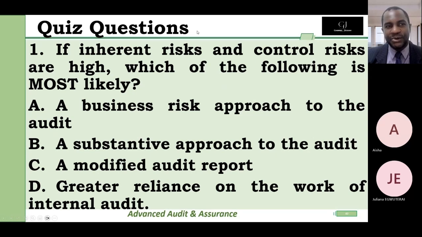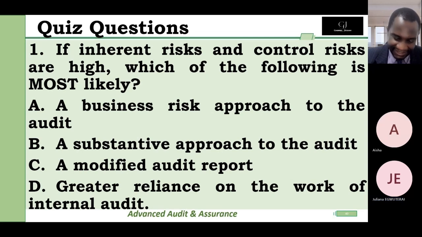If inherent risk and control risk are high, which of the following is most likely? A business risk approach to the audit, a substantive approach to the audit, a modified audit report, greater reliance on the work of the internal audit.